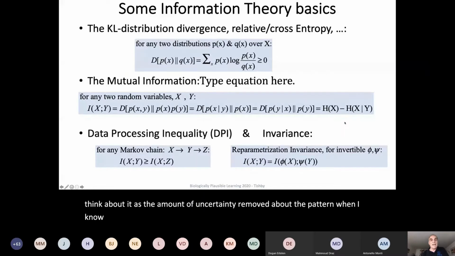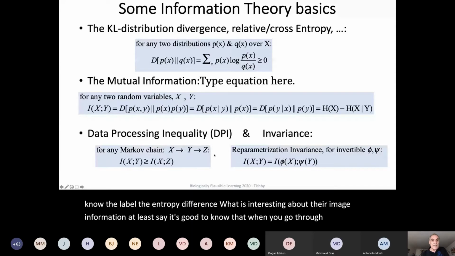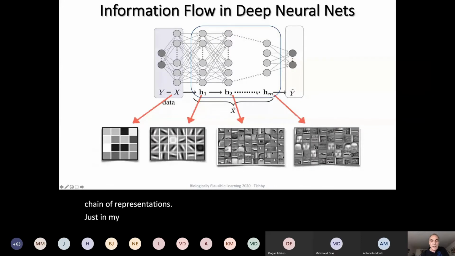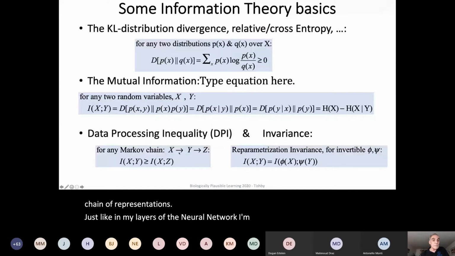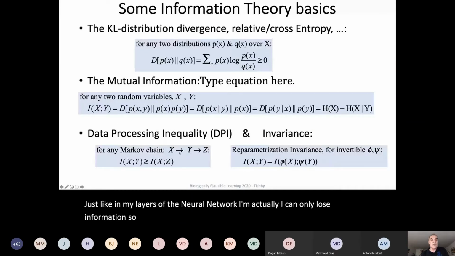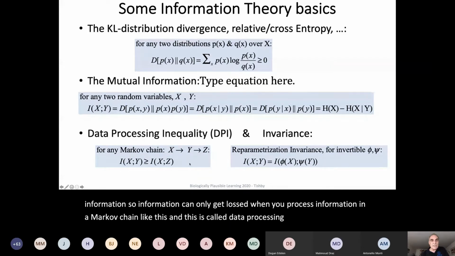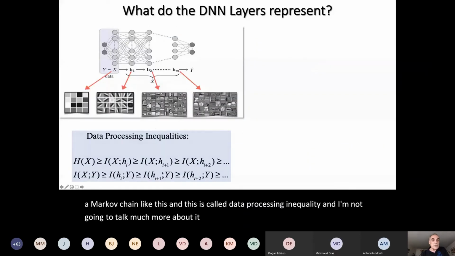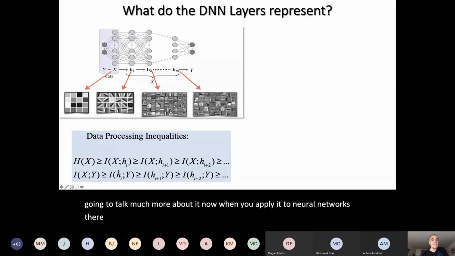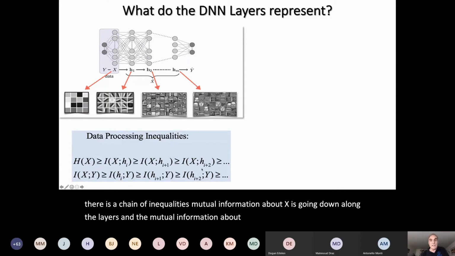What is interesting about the mutual information, or at least it's good to know, is that when you go through a Markov chain of representations, just like in the layers of the neural network, I can only lose information. So information can only get lost when you process information in a Markov chain like this. This is called the data processing inequality, and I'm not going to talk much more about it now. When you apply it to neural networks, there is a chain of inequalities. The mutual information about X is going down along the layers, and the mutual information about the desired label is also going down.